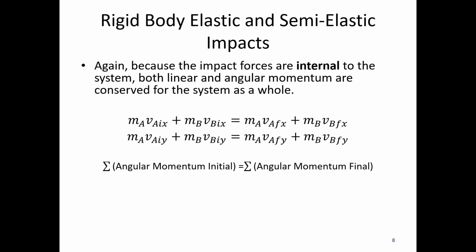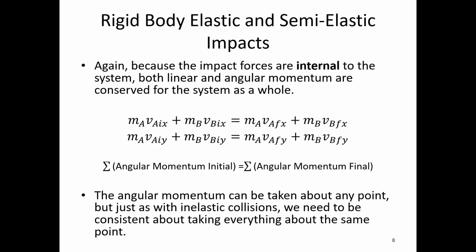So slightly modified because in the final state they're not stuck together anymore. So we've got velocity A final x, velocity B final x, velocity A final y, B final y, etc. And the angular momentum can be taken about any point, but we just need to be consistent. So if we're taking it about point A, we need to take the angular momentum about point A for everything in our situation. So conservation of momentum for the system, we've got 3 equations from that alone. So 3 more to go.